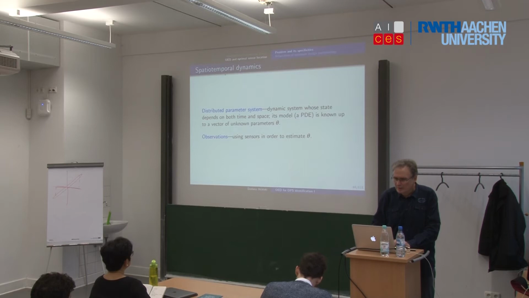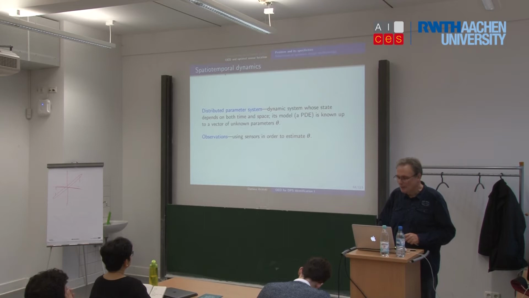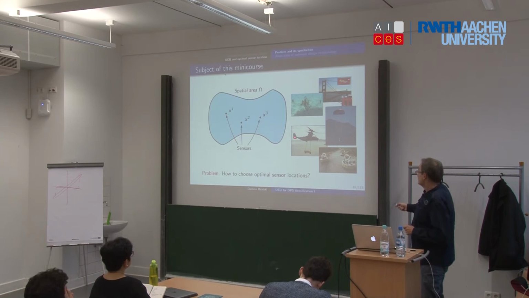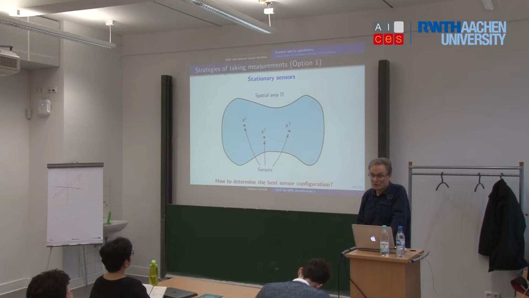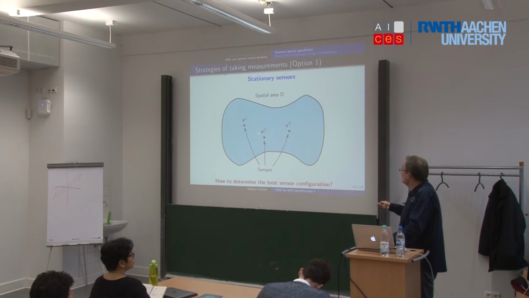So in the remainder of my talk, I'm going to focus your attention on systems described by partial differential equations. And the question is how to organize observations in order to estimate the unknown parameters most accurately. So these are the locations, but this is only the tip of an iceberg, because we can have several strategies of taking measurements. We can locate the sensors in a stationary manner, so we fix the sensor positions at selected points, and the positions don't change during the measurements.